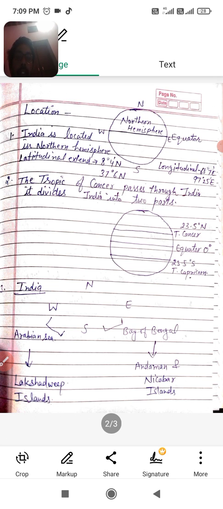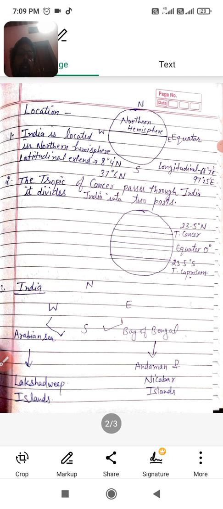And now the major point of the lesson is the latitudinal extent of India. You know that the equator is also a latitudinal line. You know that the lines which join the eastern part to the western part are known as latitudes. So the latitudinal extent of India is 8 degrees 4 minutes north and 37 degrees 6 minutes north. This one is the latitudinal value of India.